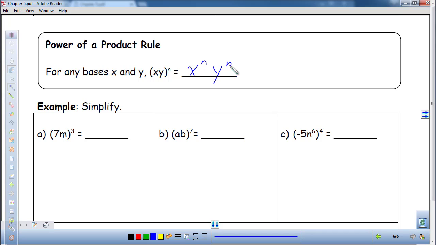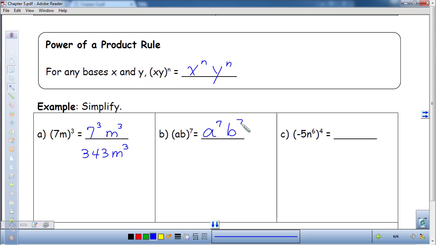Okay, so if I applied that here, this says 7m cubed. So this is 7 to the 3rd times m to the 3rd. Okay, 7 to the 3rd is 343. Very good. M cubed. Okay. All right, we've got the product of A and B raised to the 7th. So we've got A to the 7th, B to the 7th. That's it.